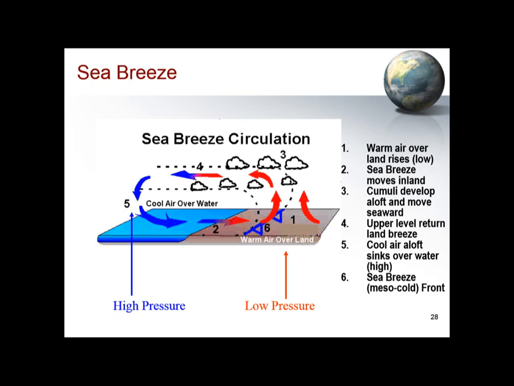So you can see in this photo the sea breeze circulation. The first one, warm air over land rises. The second one, sea breeze moves inland. Third, cumuli develop aloft and move seaward. Fourth, upper level return land breeze. Fifth, cool air aloft sinks over water. And the last one, sea breeze.